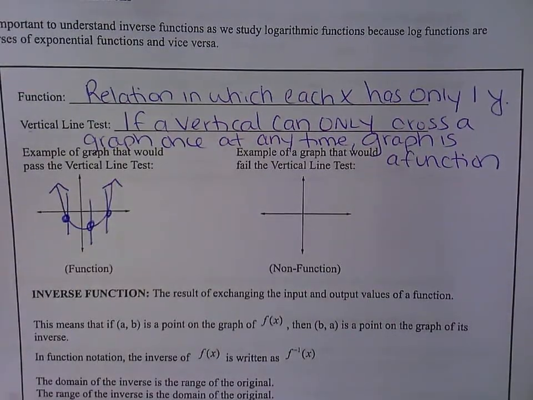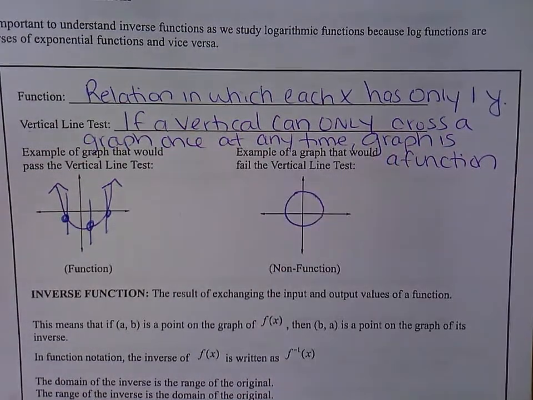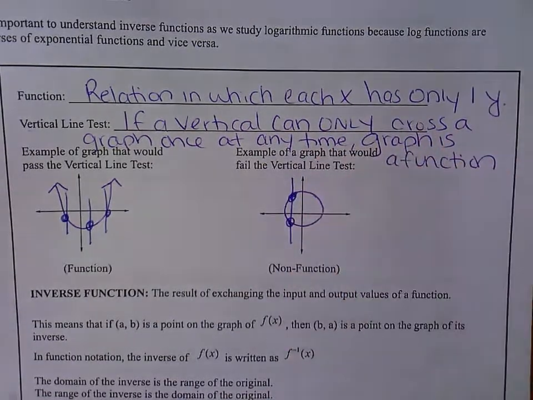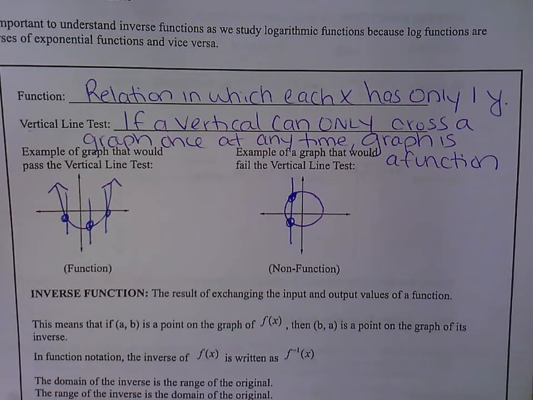Something that would fail the vertical line test might be something like a circle. So a circle is not a function because when I draw my vertical line, I hit the graph twice at the same x value. So this might be like when x is -1, y is 2, and y is also -2 at the same time. So that fails the vertical line test.